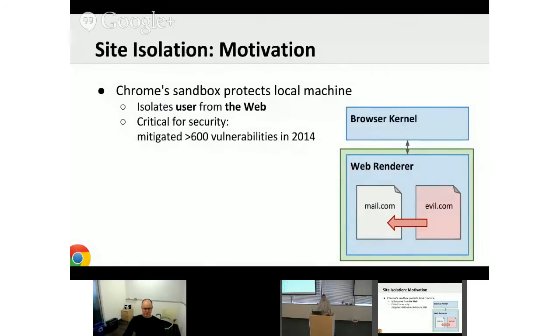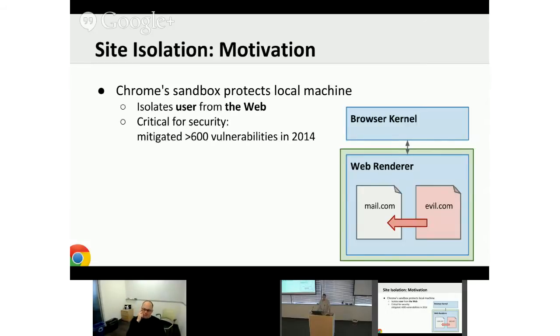So why are we doing this giant effort to refactor Chrome? The goal for site isolation is to get more benefit out of the Chrome sandbox. And the sandbox has been a key part of Chrome's security story since it launched in terms of isolating the user from evil websites. It's something where if there is a bug in the renderer process, we want to limit what that web page can do to the user's computer. So it can't install malware or send other files from your machine out to the web. And it's been a critical piece of Chrome's security story.